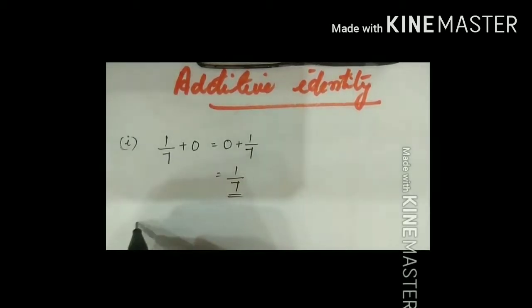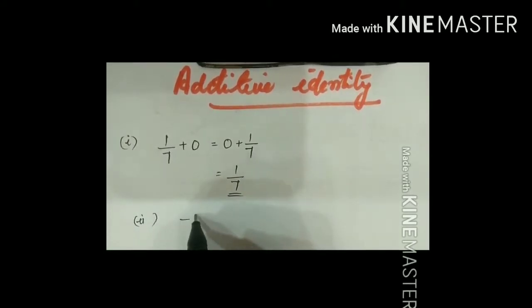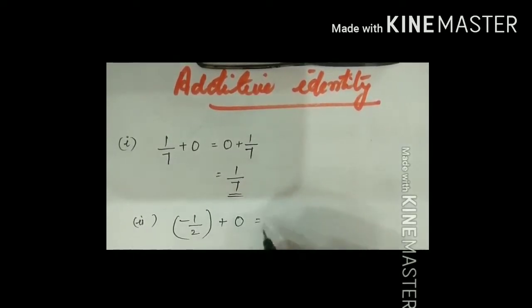Let's see one more case. So here minus 1 by 2 plus 0 is equal to 0 plus minus 1 by 2, which is equal to minus 1 by 2.